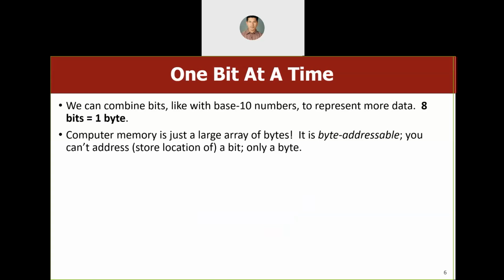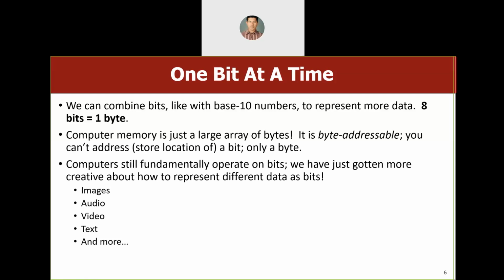Computer memory is just a large array of bytes. It is byte addressable. You can't address a single bit. Only bytes can be addressed. Individual bits are not addressable in memory. Individual bytes can be addressed. Computers still fundamentally operate on bits.